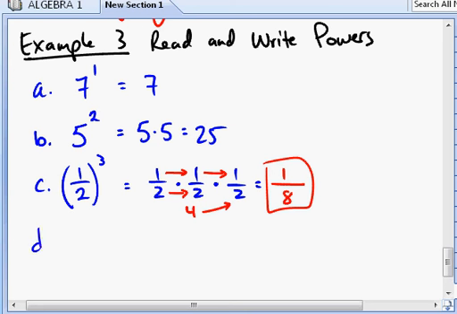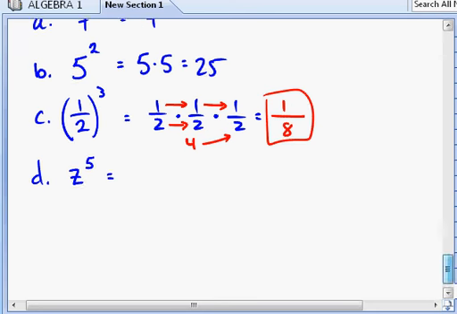Okay, z with a little 5. That means, you say this? Okay, that's not right. 5z means 5 times z, right? That actually means this: z plus z plus z plus z plus z. 5 z's added together. Is that what z to the 5th is?